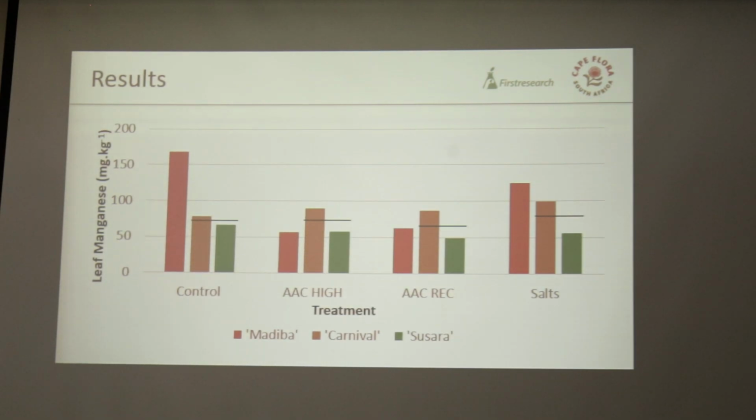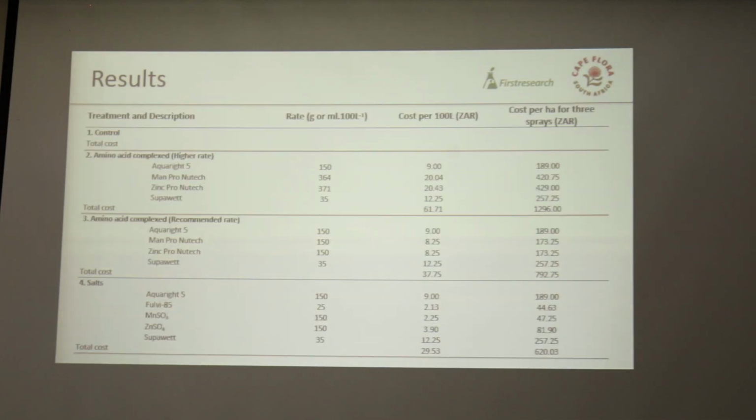And then for the manganese, interesting here, the Madiba again was very high there. But if you look at the others, the salts actually came out the highest, and then the others were similar to the control. So it does seem like the traditional salts are not too bad. Historically, people knew what they were doing.